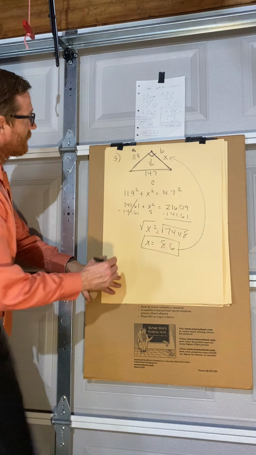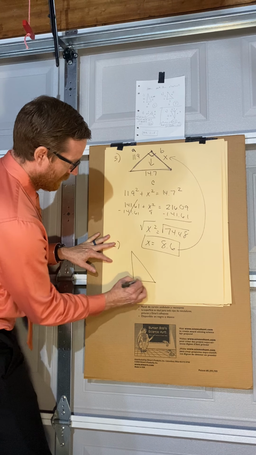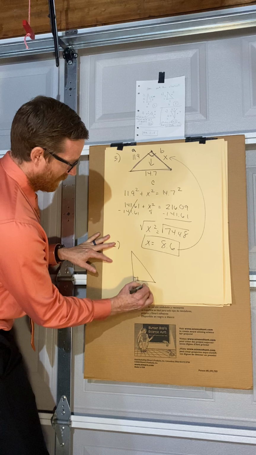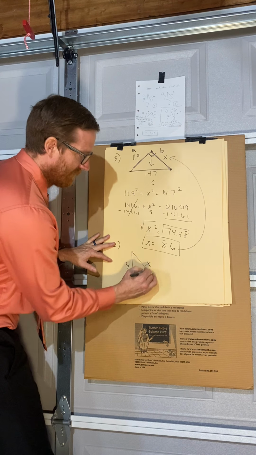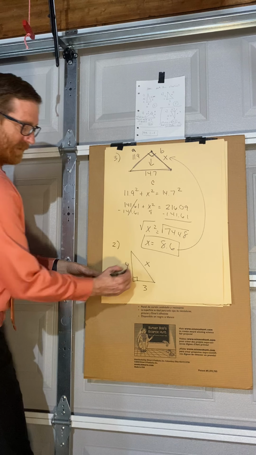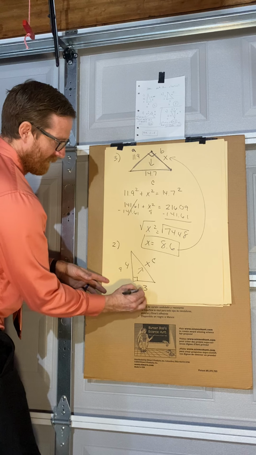Real quick, down here, I'll do 1. This is number 2. Jumping back to number 2. Here's the right angle box, and you might notice this. Here's a 3, here's a 4. You might say Pythagorean triple and already know that that's going to be a 5. But this time, the hypotenuse is what we're solving for. So I'm going to say that's the C value, right? And that's the A, and that's the B.